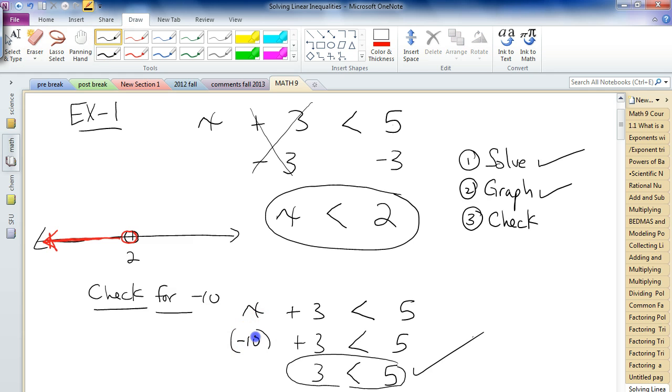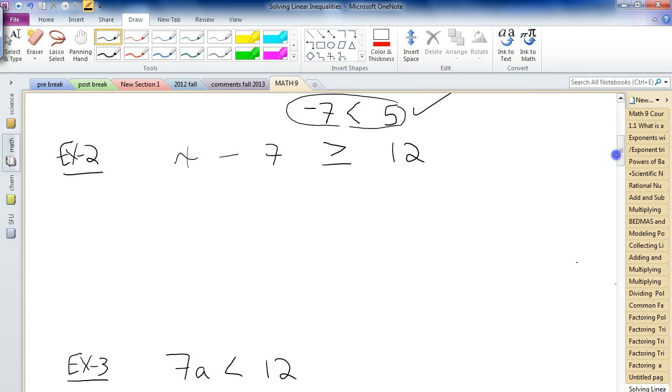And that means that'll change this answer here then, right? Negative 10 plus 3 is negative 7. And is negative 7 less than 5? Yes, it is. So I know I'm right. I've solved it. I've graphed it. I've checked it 3 times, although I'm only going to make you check it once. With any random number that satisfies the inequality, this is right. So that's solving, graphing, checking. Done, done, done. Okay, how about this one here?